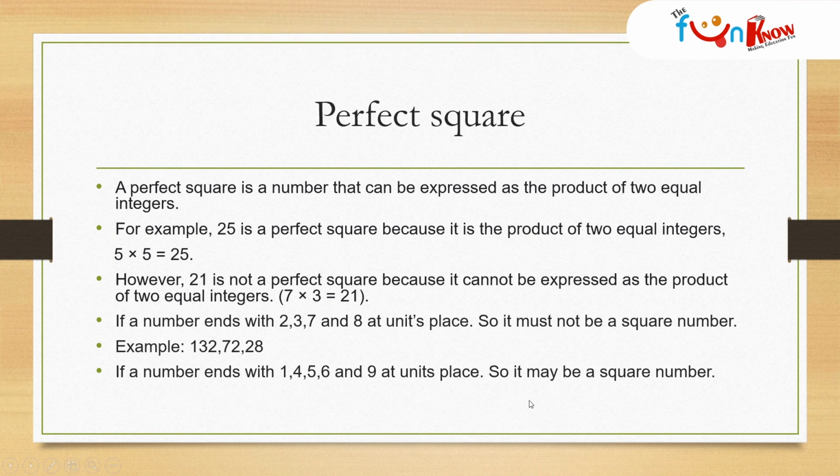Students, you can ask me a question over here. That question must be in your mind. Here they say 1, 4, 5, 6, 9 can be a square number. So why is 21, which ends with 1, not a square number? Students, they have clearly mentioned "maybe". Sometimes it happens that a number ending with this cannot be a square number. So you have to keep in mind that a number that has 1, 4, 5, 6 or 9 at the unit place may be a square number.